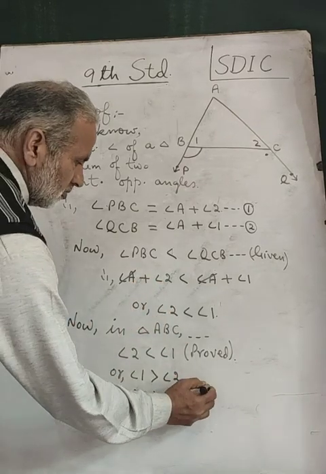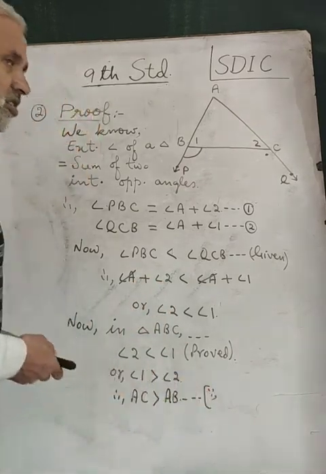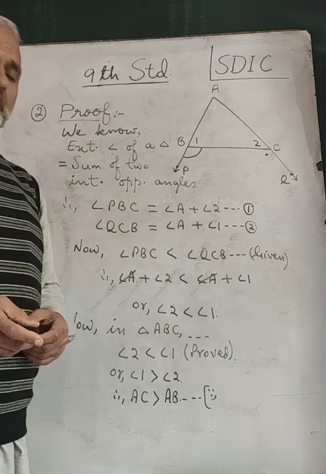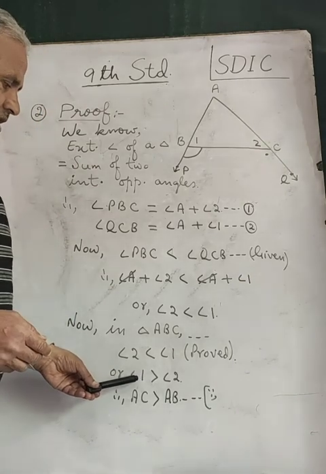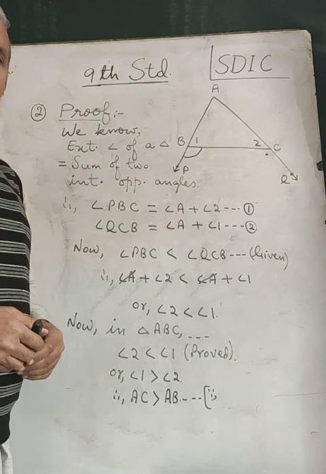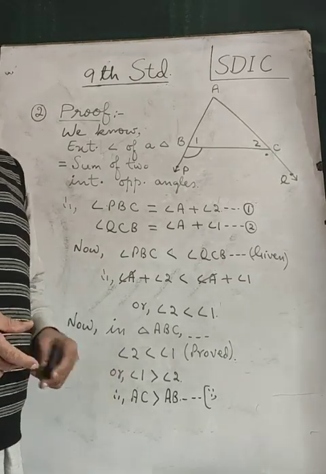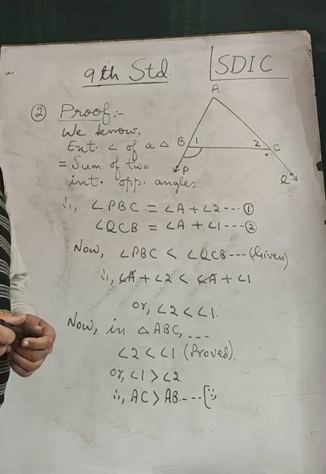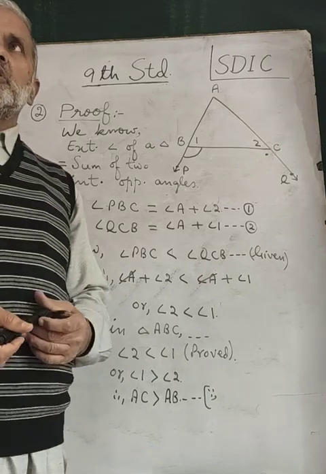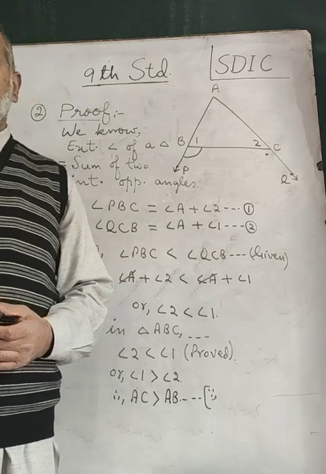You will put the reason. Write the reason, the statement of that theorem: because larger angle has longer side opposite to it. And that is the result we have to prove, AC is larger than AB. That completes our second question. That will do for this day.